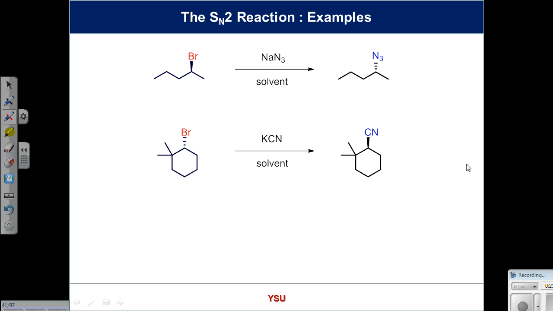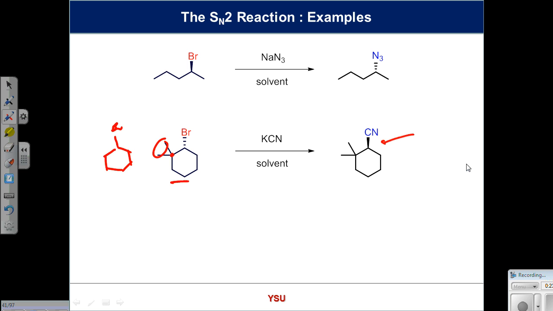We can do this with other more complex systems. What do you think the effect of this will be? If I ran this reaction with simply bromocyclohexane, will this reaction be slower or faster? Slower. Why? What will the effect of this stuff be? Gets in the way, slows things down. Subtle things, but you need to understand them.